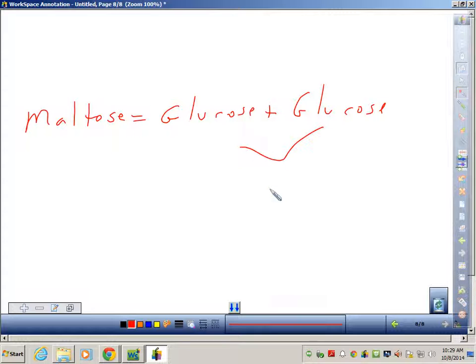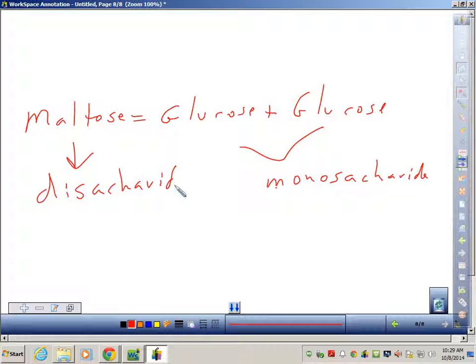So two monosaccharides. I don't know what that weird M is. I'm not claiming that as mine. It's my mutated M. There we go. And this is, again, a disaccharide. We good there? Okay. Any more?